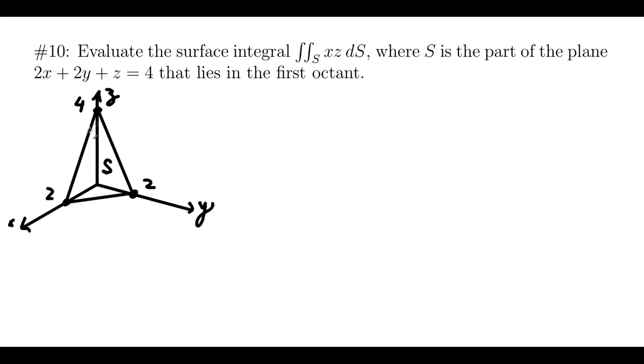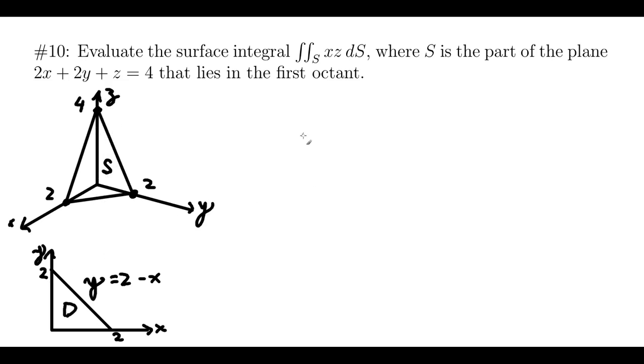Now, this is important mainly just so that we can figure out what its projection is in the xy plane. We will be translating this into an integral over a two-dimensional region D. And we can see here that in the xy plane, we get something like this, right? So that looks like the line y equals 2 minus x. That'll be the domain D, sort of the shadow or footprint of this surface in the xy plane.